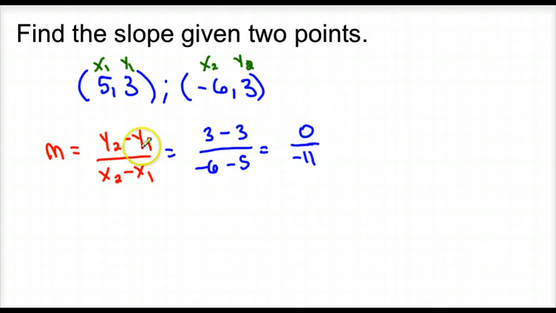Now here's something that should set off a little red light. 0 over negative 11. 0 over anything is always going to be 0. So in this case, your slope is 0. If 0 is in your numerator, your slope is 0. I'm going to say that again: if 0 is in your numerator, 0 over anything is 0, so your slope becomes 0.